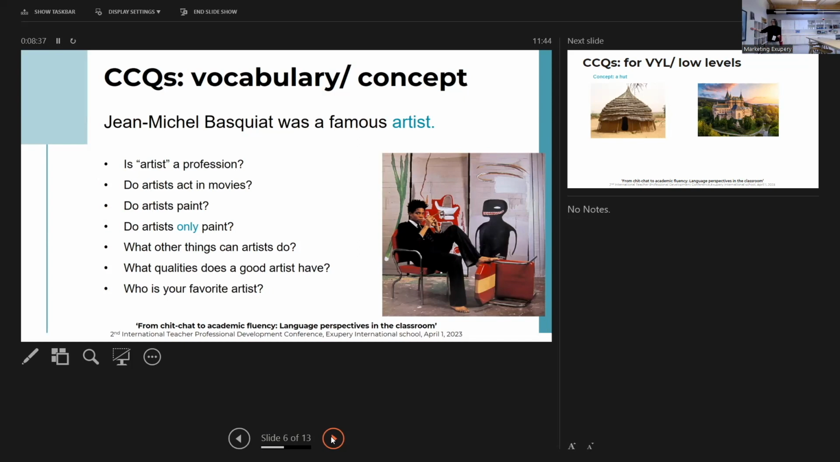What qualities does a good artist have? So again, deepening into the concept of artist, what constitutes a good artist? And then personalizing it as well. Who's your favorite artist, or do you like works of Basquiat and so on?